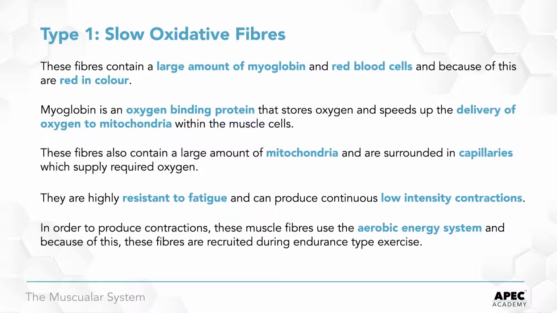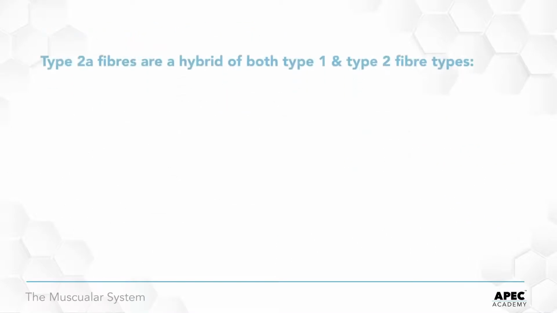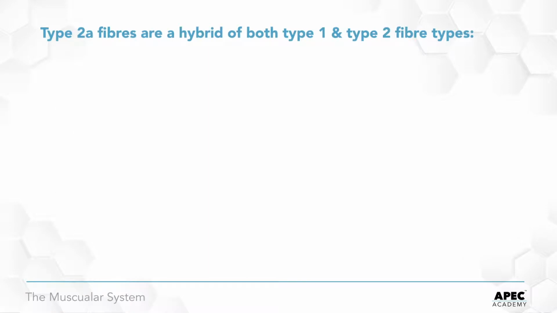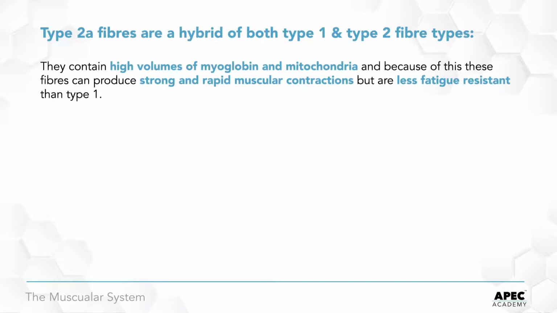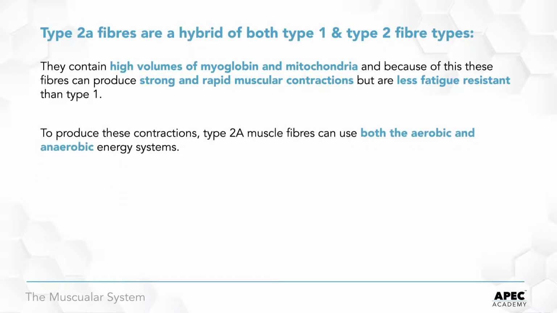In order to produce contractions, these muscle fibers use the aerobic energy system, and because of this, these fibers are recruited during endurance-type exercise. Type 2A fibers are a hybrid of both type 1 and type 2 fiber types. They contain high volumes of myoglobin and mitochondria, and because of this, these fibers can produce strong and rapid muscular contractions, but are less fatigue resistant than type 1. To produce these contractions, type 2A muscle fibers can use both the aerobic and anaerobic energy systems.